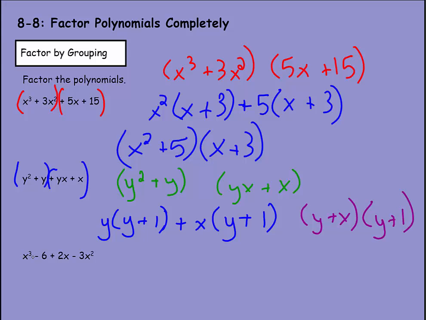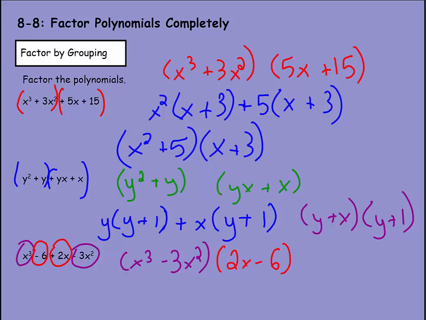Now I have x to the third minus 6 plus 2x minus 3x squared. So now you'll notice that maybe this might not be the best matchup for either one. Because I have x to the third here, and that doesn't really match up too well with this non-variable number. But I do have a 3x squared over here. So if I matched up the x to the third with the negative 3x squared, so x to the third minus 3x squared, then I matched up the negative 6 plus the 2x. If I write that in order, I'd just do 2x minus 6.